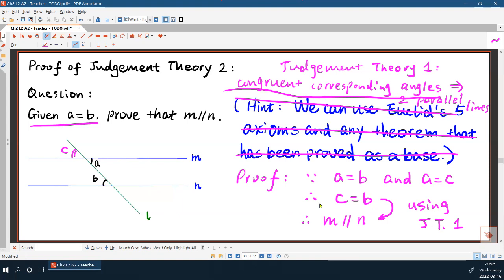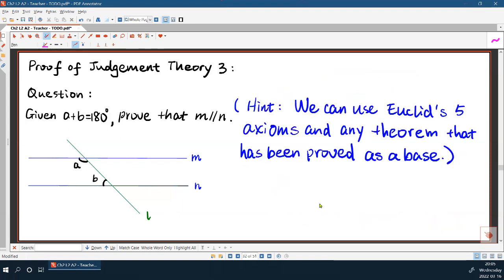Okay, if you understand, can you try to prove that Judgment Theory 3 is actually correct? Again, the hint is you can use either Euclid's fifth axiom or any theory we have proved correct. Actually, you can base it on Judgment Theory 1 to prove this, like what we just did in Judgment Theory 2. Okay, I'll give you 1 minute to think about this.